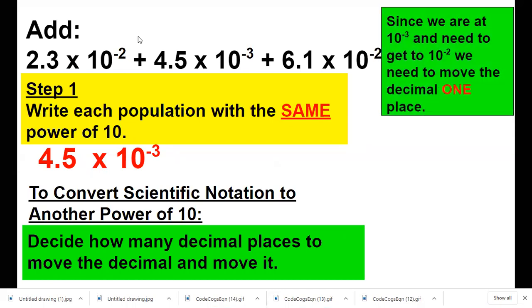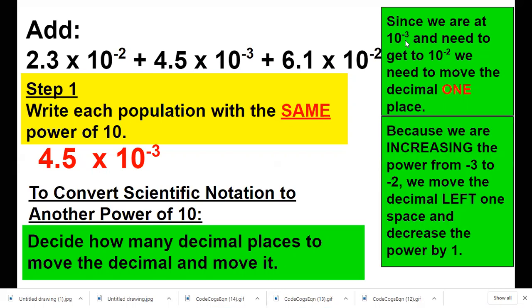Even though it seems weird that we're going to negative 2, we are increasing it. Since we are at 10 to the negative 3 and need to get to 10 to the negative 2, we need to move the decimal 1 place. Because we are increasing the power from negative 3 to negative 2, we move the decimal left 1 space and decrease the power by 1.